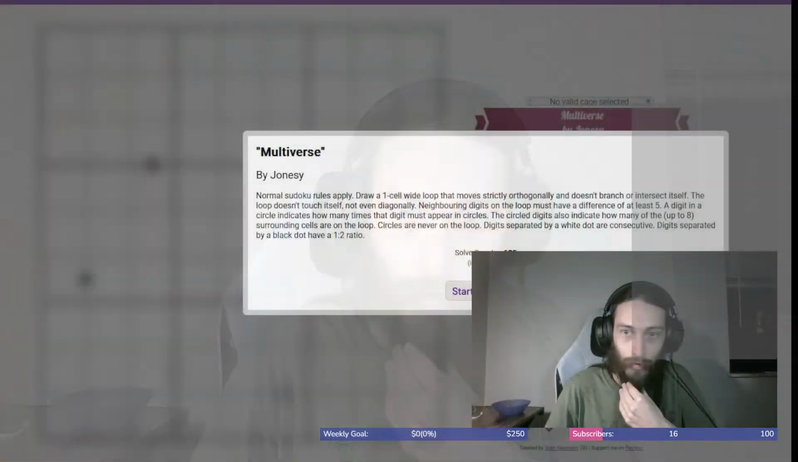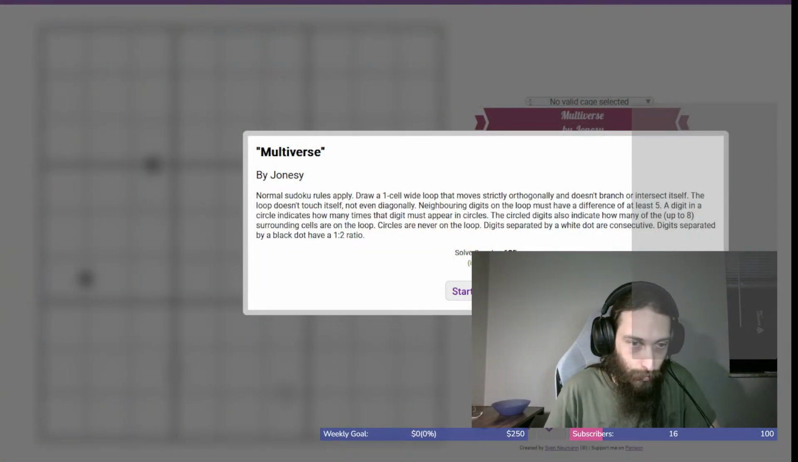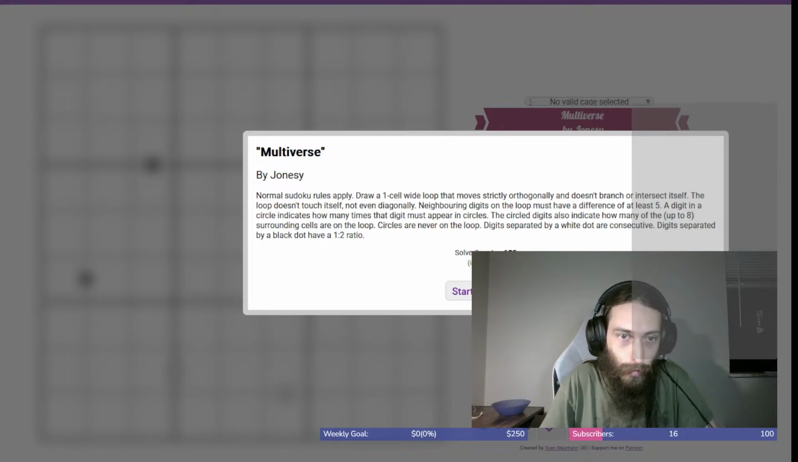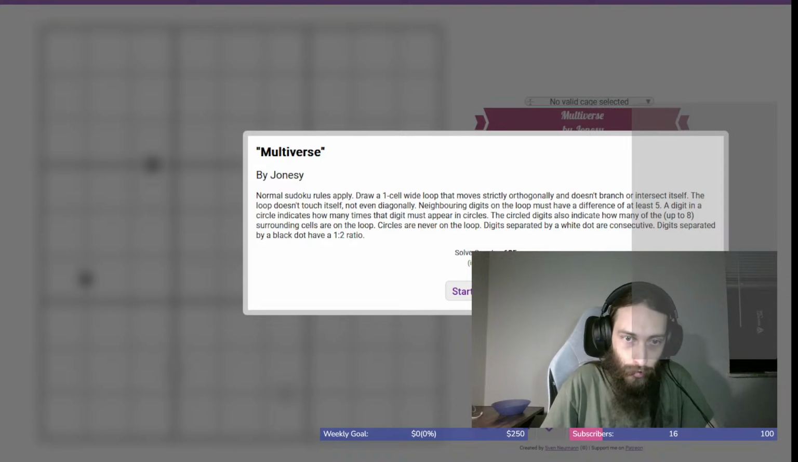if I click on the right slide here, we go over to Sudoku puzzles, and we start reading through the rules. This one is Multiverse by Jonesy. Normal Sudoku rules apply. Draw a one-cell wide loop that moves strictly orthogonally and doesn't branch or intersect itself. The loop doesn't touch itself, not even diagonally.